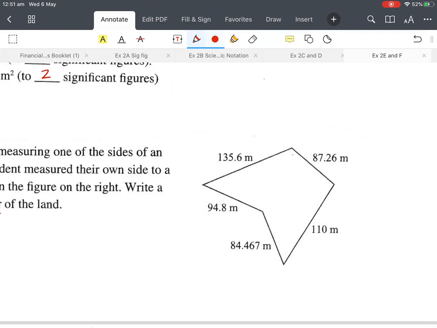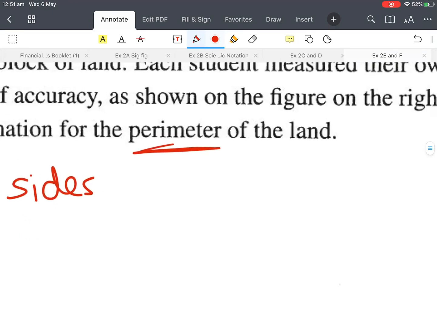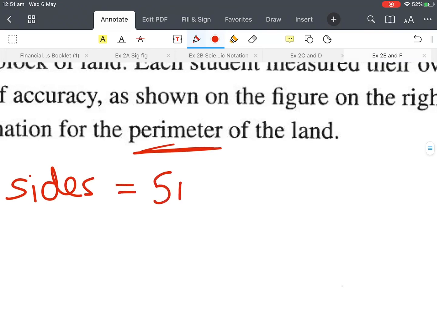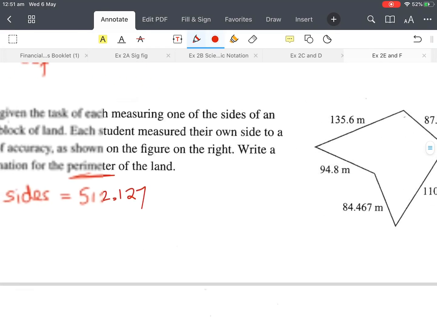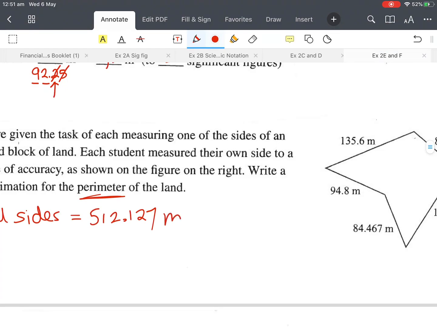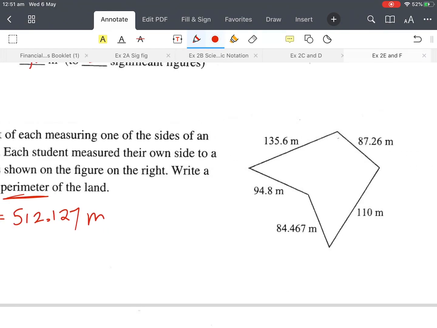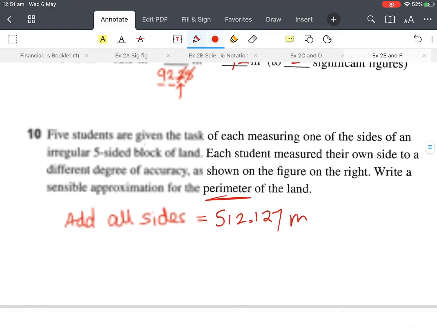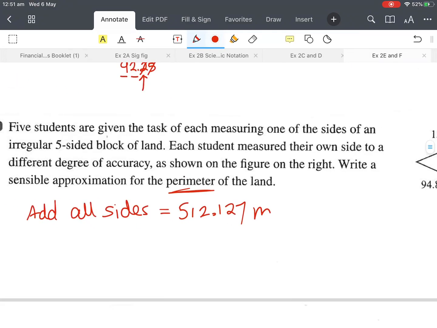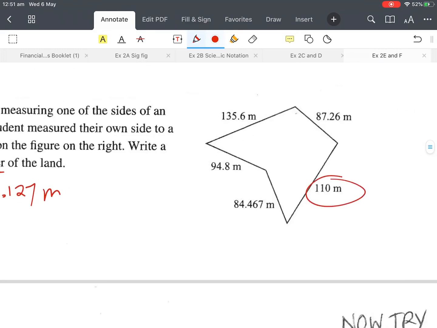135.6 plus 87.26 plus 110 plus 94.8 plus 84.467. So when I added them all, I got 512.127, and it's in meters, isn't it? Yep, they're all in meters. Now, which one is to the least number of... Doesn't actually say which one to do, does it? Sig fig, or the other. So I'm going to take the whole number.